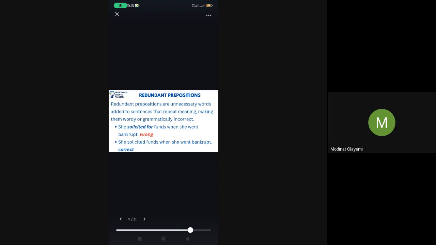If you want to write this without using solicit, you use ask for. She asked for funds when she went bankrupt. Saying she asked for for funds is just repeating the same thing. She solicited funds when she went bankrupt. So let's see some verbs that do not take prepositions after them.